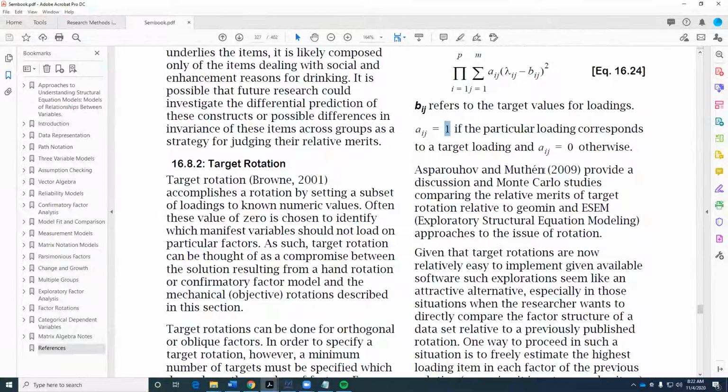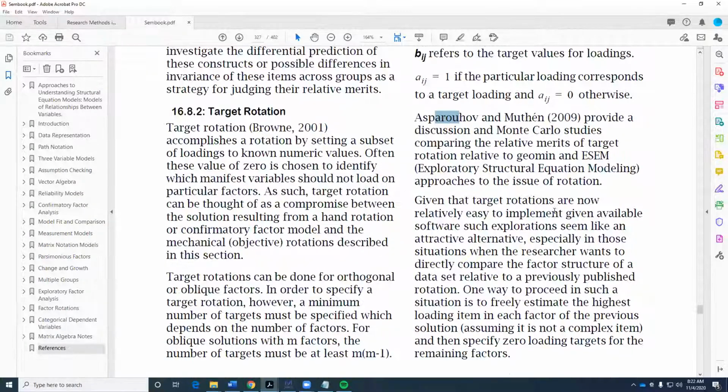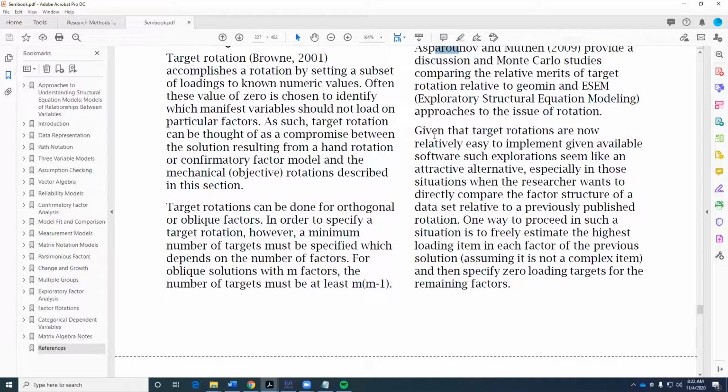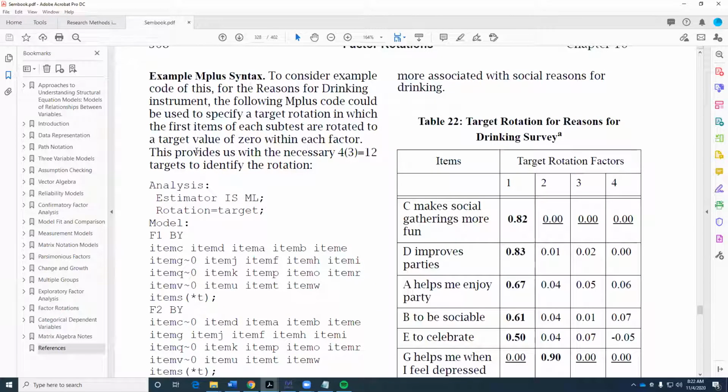And there is a paper that you can cite which talks about Monte Carlo methods for comparing the relative merits of target rotation to existing geomin and ESEM that we'll talk about later on. And target rotations are pretty easy to do, especially if, going into this in your literature review, you found somebody who says that these items should load on a given factor. So let's take a look at a little bit of M+ syntax on that.